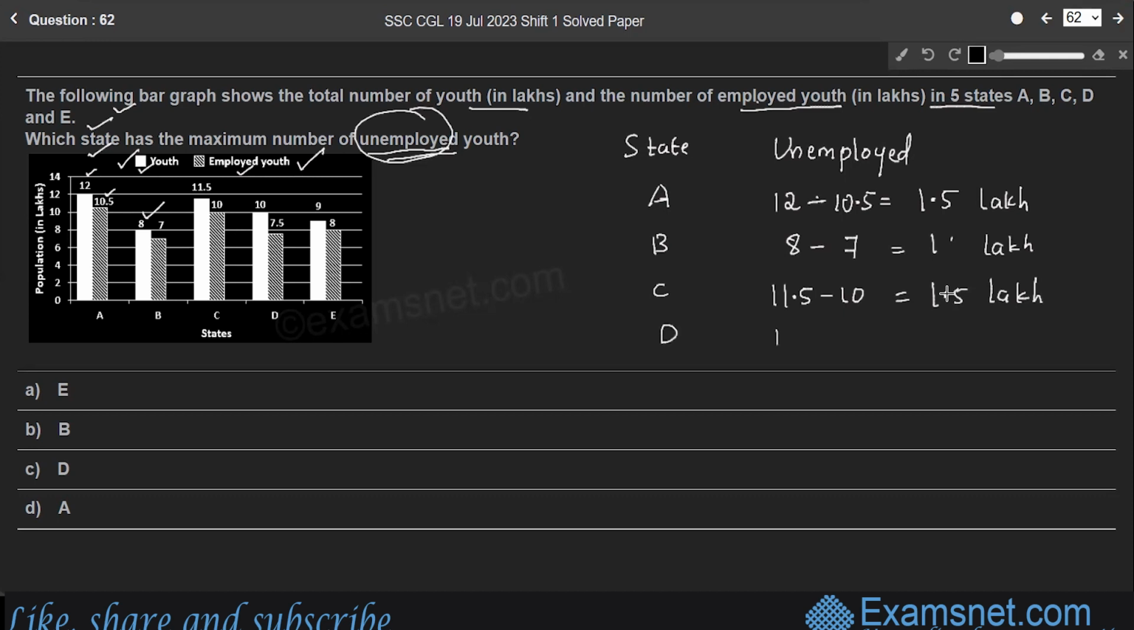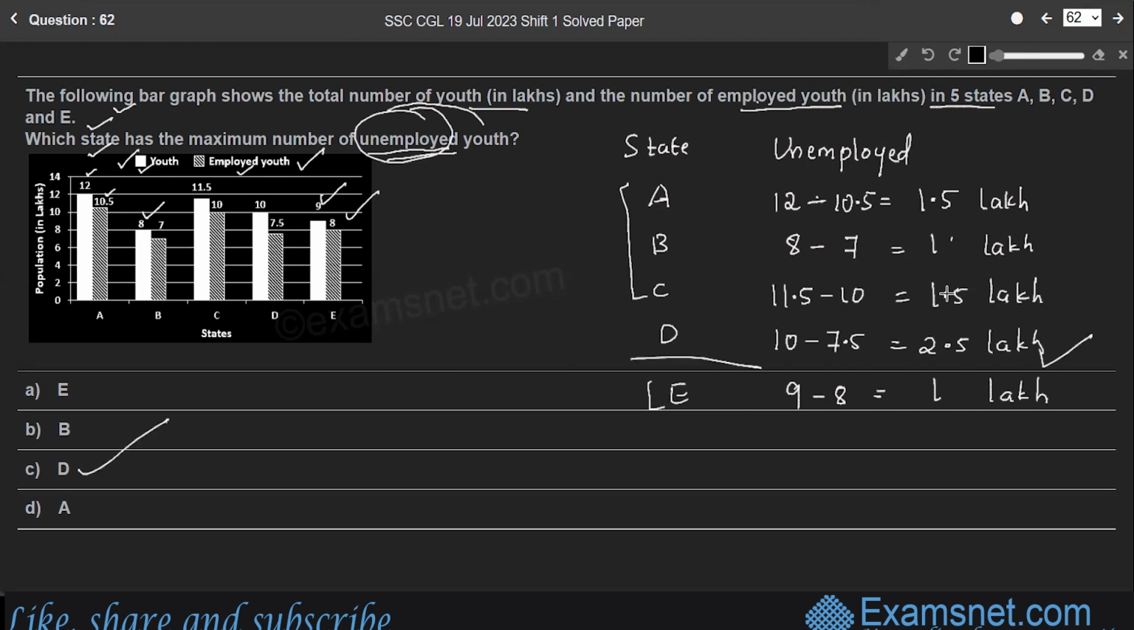Whereas in state D, 10 minus 7.5, so 2.5 lakh youth are unemployed. In state E, 9 minus 8 is 1 lakh youth unemployed. So compared to states A, B, C, and E, state D has the maximum number of unemployed youth. Therefore, option C is the right answer.